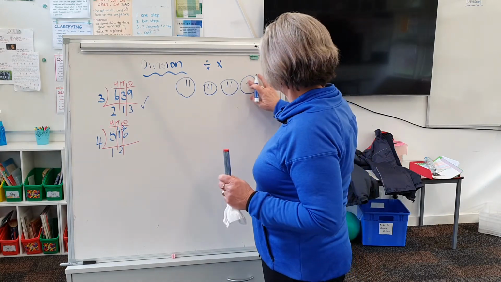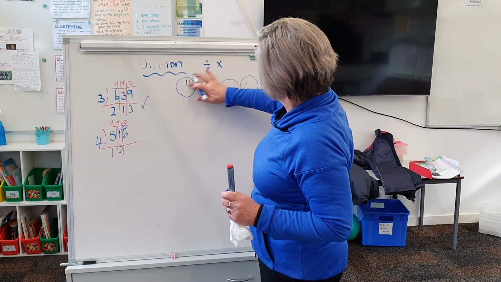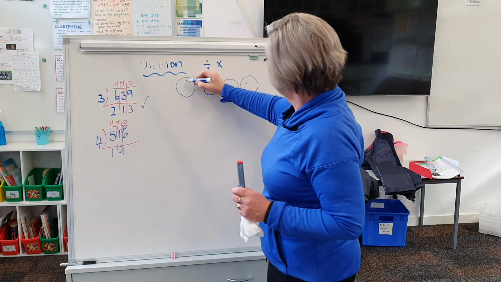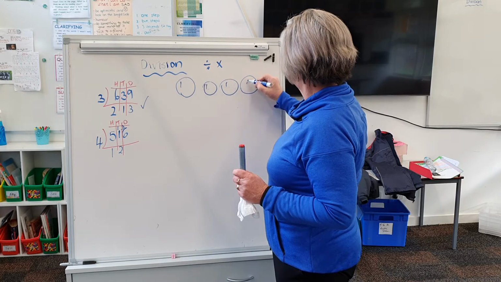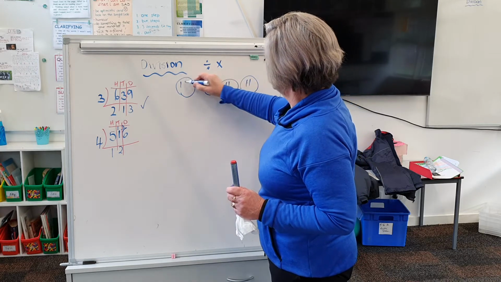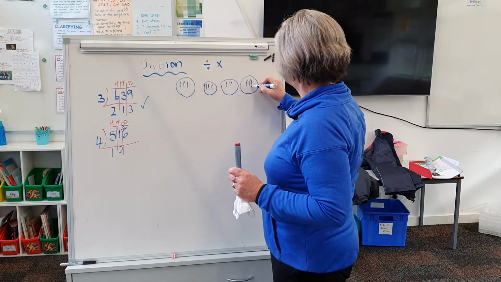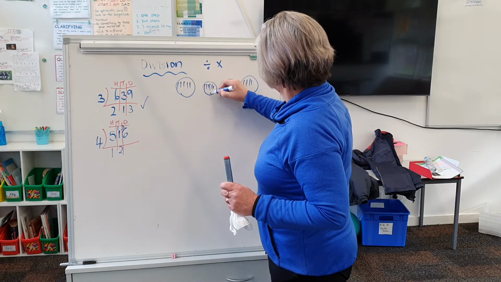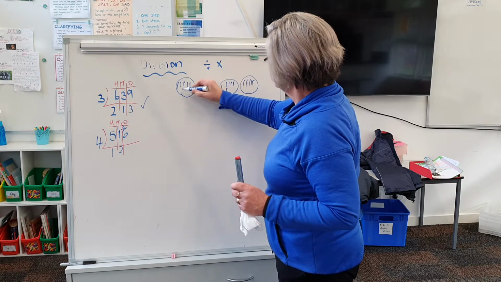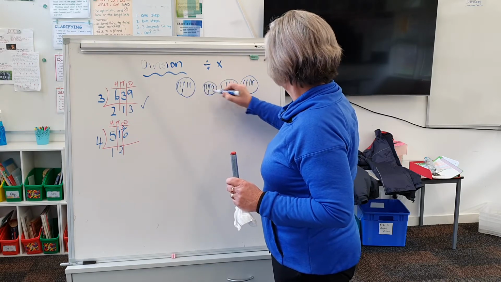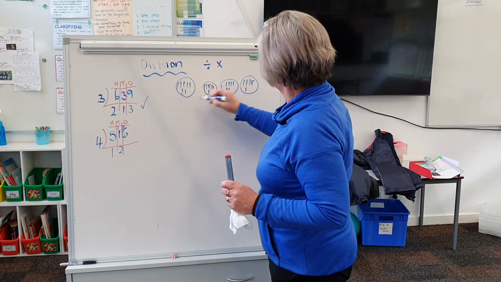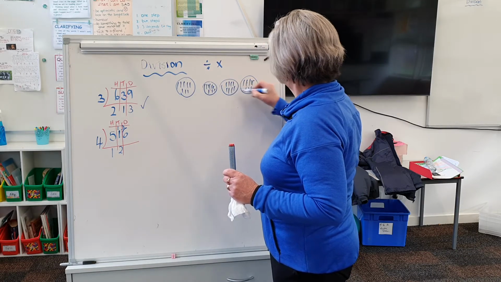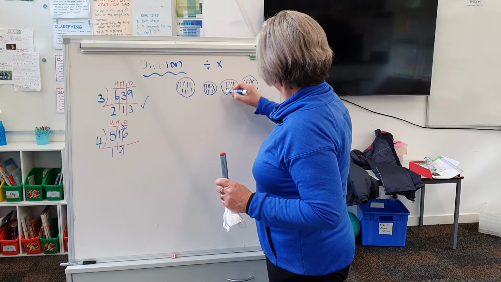Okay, I'm going to do this manually this time, and then we'll use our tables next. 36 shared between 4. 1, 2, 3, 4, 5, 6, 7, 8, 9, 10, 11, 12, 13, 14, 15, 16, 17, 18, 19, 20, 21, 22, 23, 24, 25, 26, 27, 28, 29, 30, 31, 32, 33, 34, 35, 36.